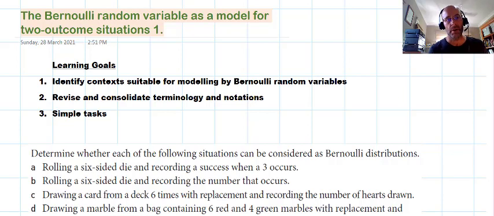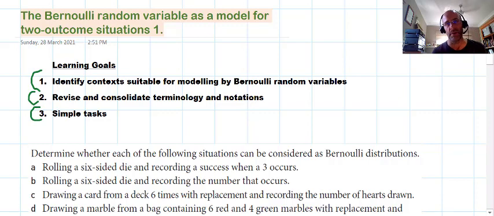The Bernoulli random variable can serve as a model. It needs to be a two-outcome situation. In this particular video, because there'll be another one, we're going to look at identifying situations suitable for modeling by Bernoulli random variables. A bit like in the previous video, we started work there. It's important that we break and just try and remember our terminology and focus on some notations, some of which will be familiar from an earlier study of discrete probability distributions, and a couple of simple tasks.